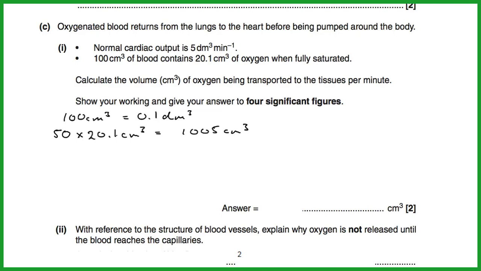So the answer here is 1005, because 100 centimeters cubed is 0.1 of a decimeter cubed, therefore there are 50 100 centimeters cubed in 5 decimeters cubed, therefore there is 50 times 20.1, which gives us 1005.